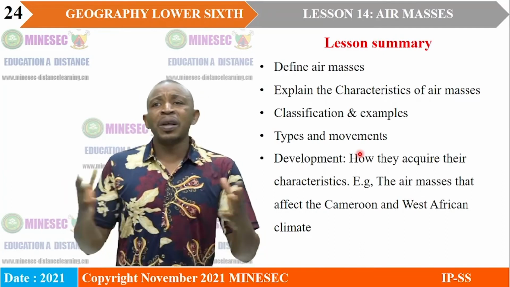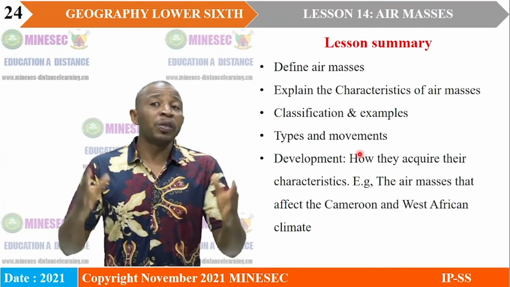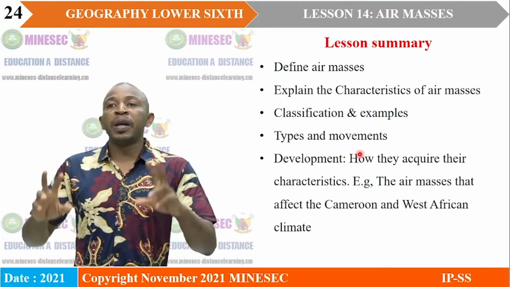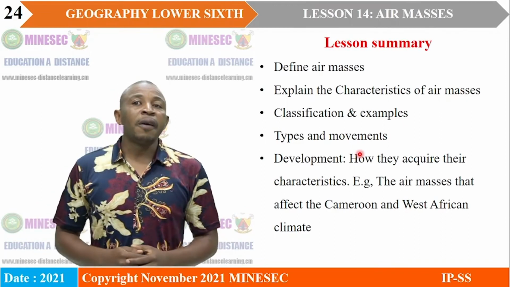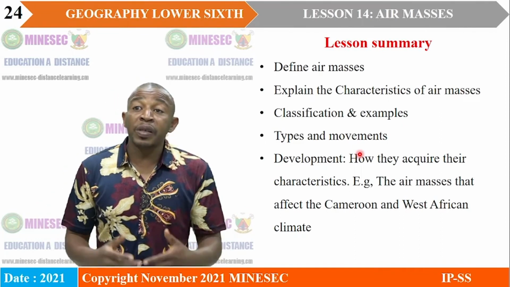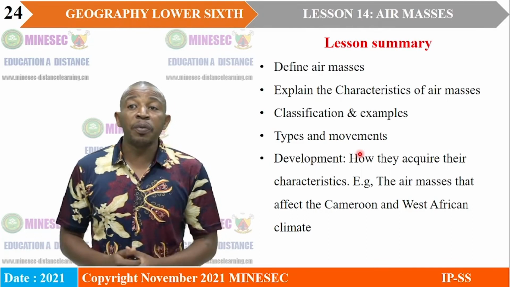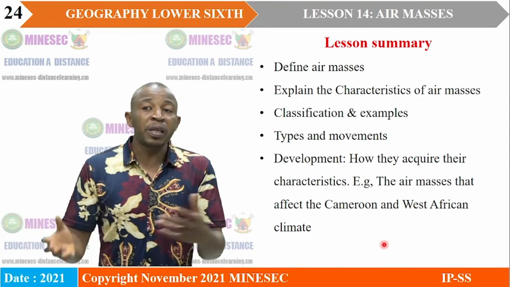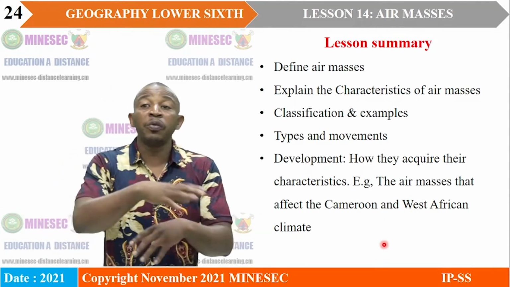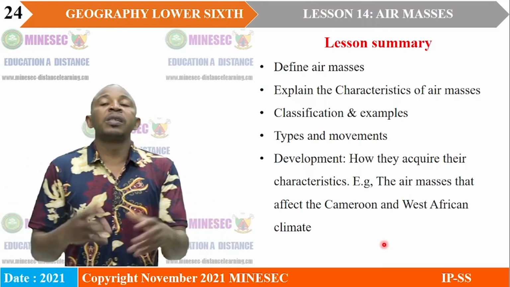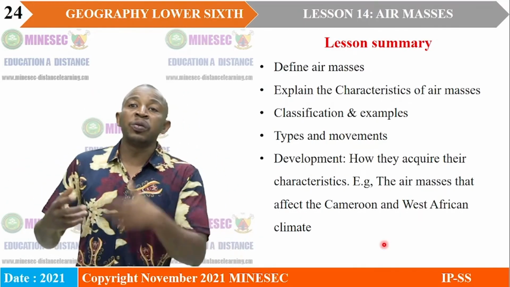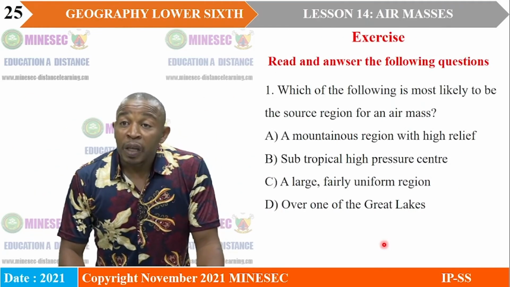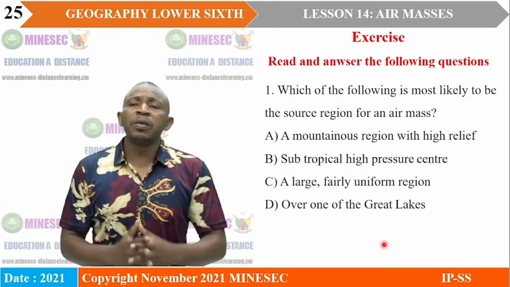So let us now look at the summary of what we have done before we look at exercises. So in this lesson, what have we done? We have seen the definition of air masses. We have explained the characteristics of air masses, classification and examples, types and movements. We have seen development, how they acquire their characteristics, which we said depends on the surface over which they flow and the area where they originate. That's how they acquire the characteristics. And this we said is through conduction. Right? That's the main process. Now, let us look at exercises.